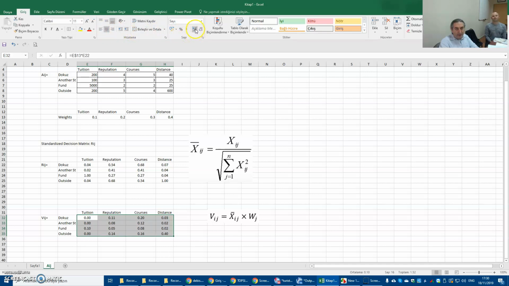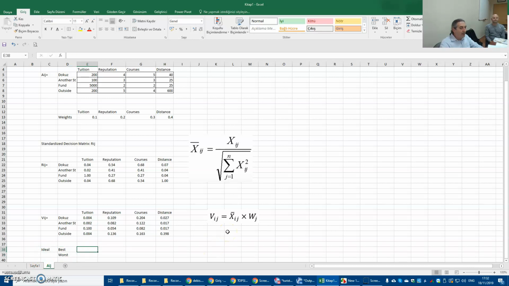So let's increase the decimal places to get some numbers, okay? So this step is also completed now. So the next step is determining the ideal best and ideal worst, okay? So ideal value as best and worst, try to structure it. Copy down onto one more right side.